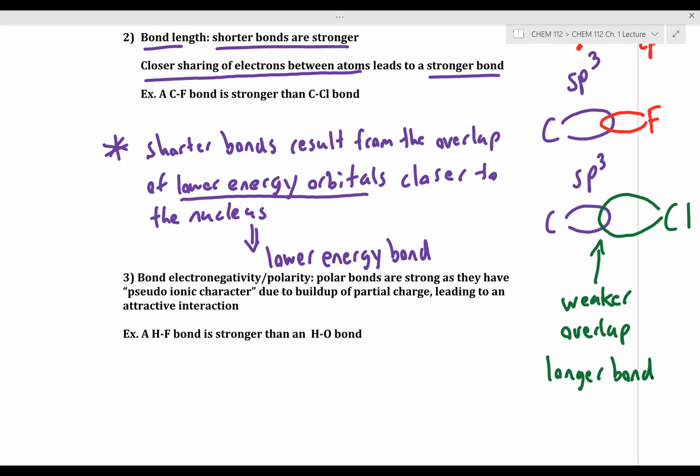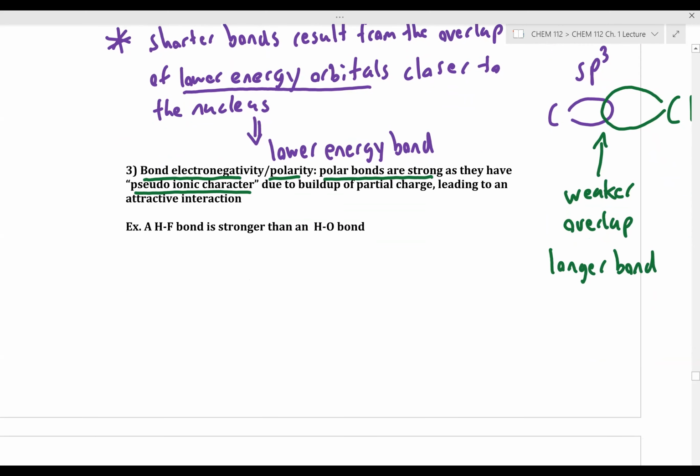The last main criteria for bond strength has to do with bond electronegativity and polarity. Polar bonds in general are strong because they have more pseudo-ionic character. Let's showcase what I mean by pseudo-ionic character. So if we look at a hydrogen-fluorine bond, just from our basic Lewis structure perspective, what atom is more electronegative? Fluorine, right? So fluorine is going to have an absolute ton of electron density, while poor hydrogen is going to have a very small amount of electron density, right?